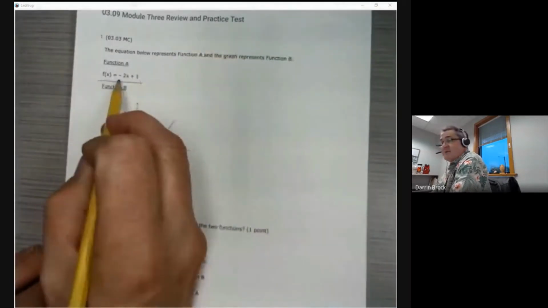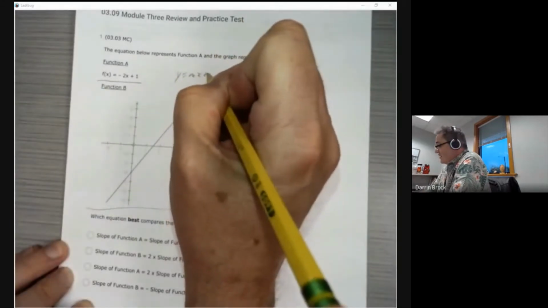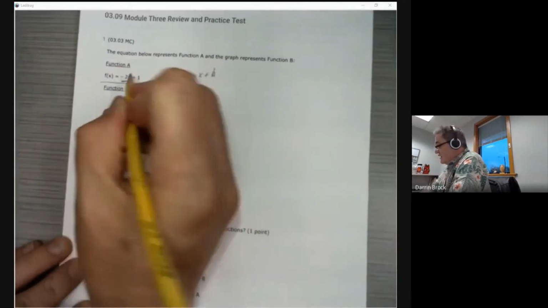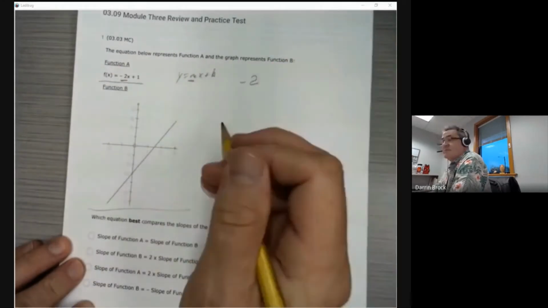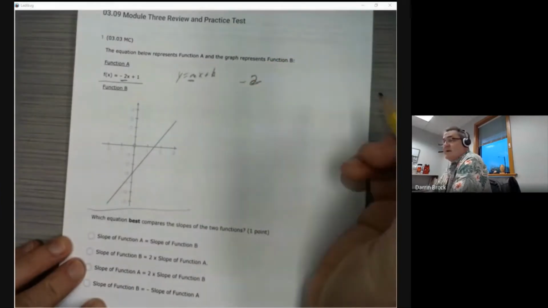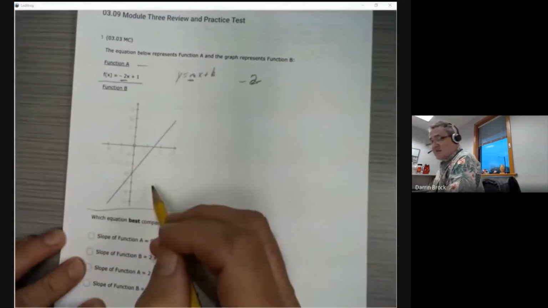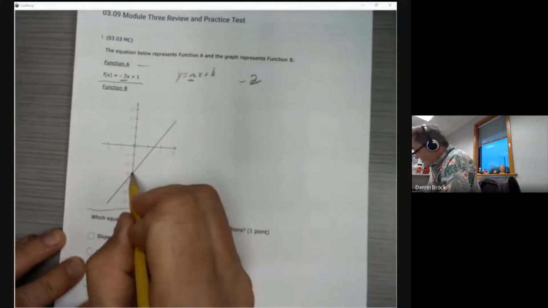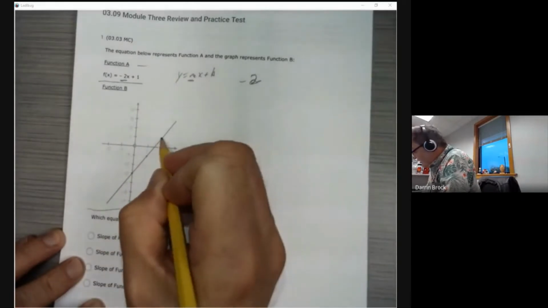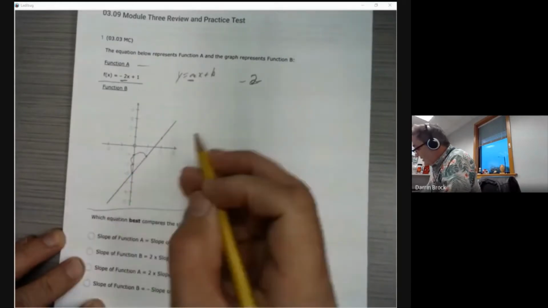Well, in a y equals mx plus b equation, the m is our slope. So that means in this, our slope is -2 for function A. Function B, let's see, it's hard to see those lines. They're not printed very good, but it crosses a line there. There's a point right there that goes across. So it goes up 2 and over 1.